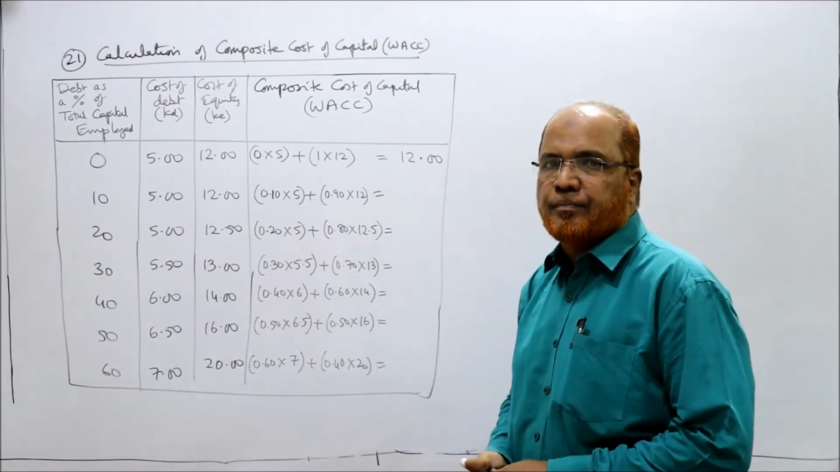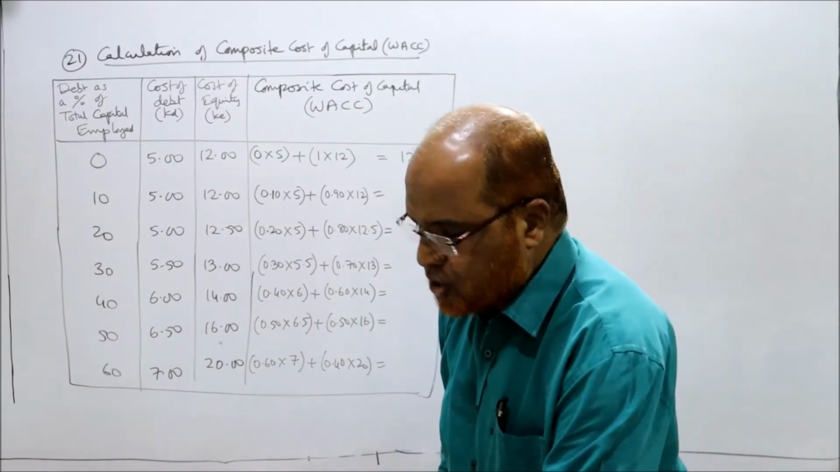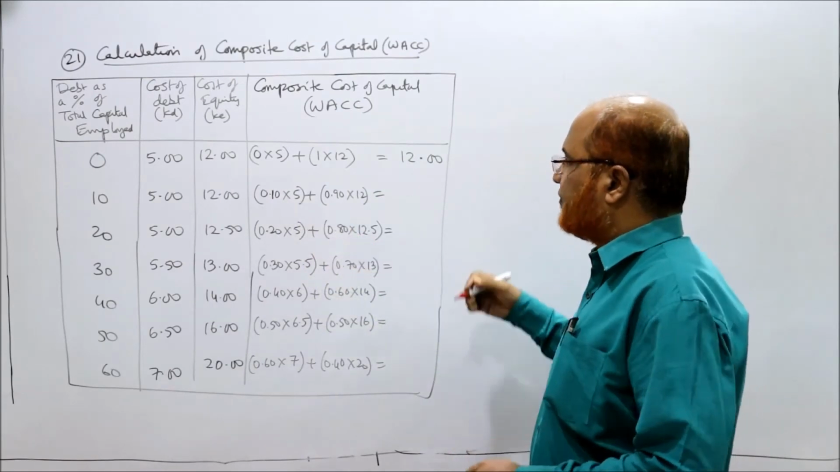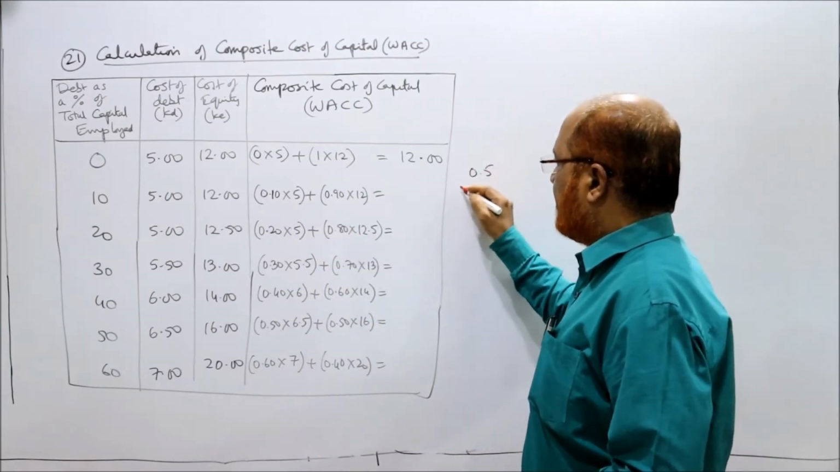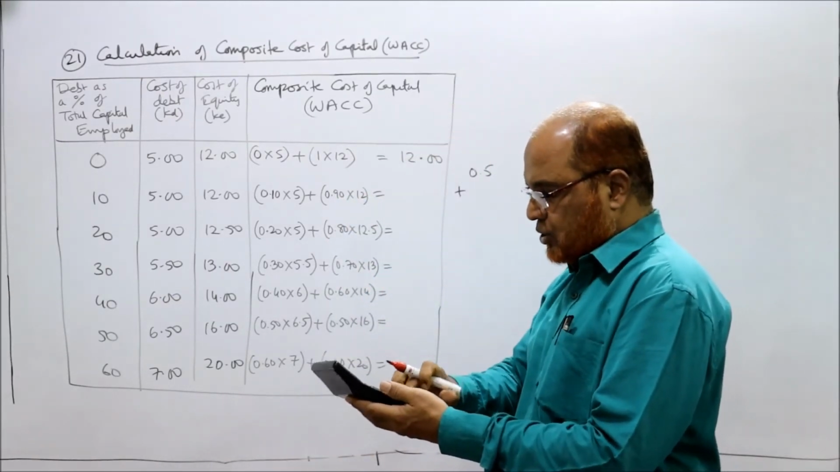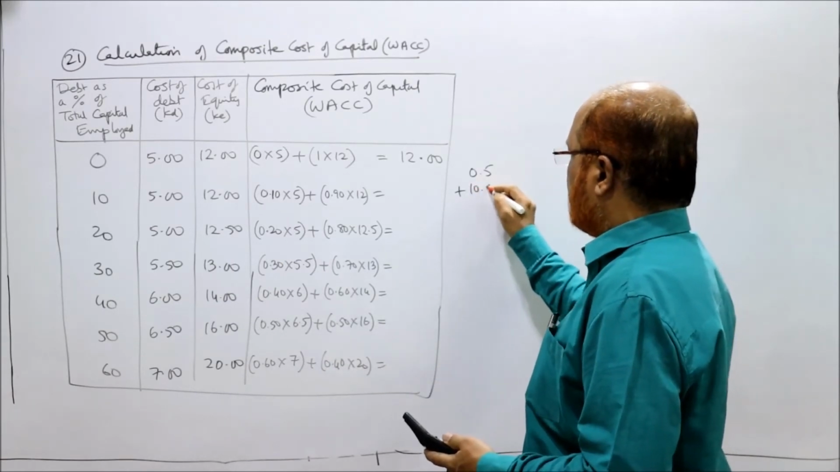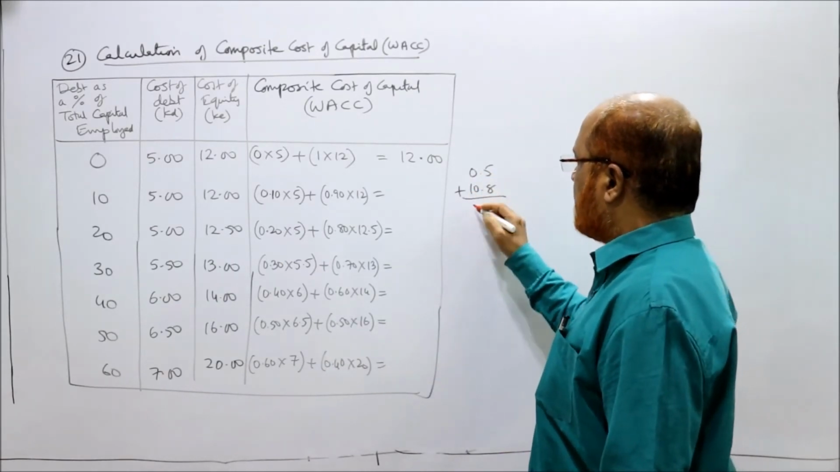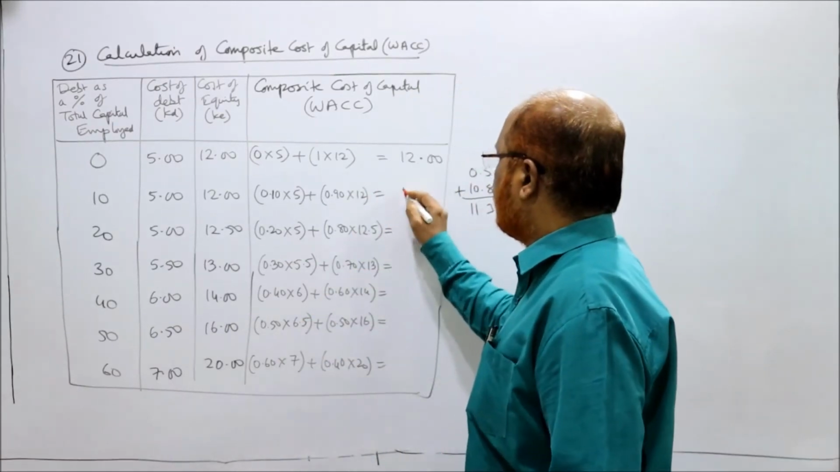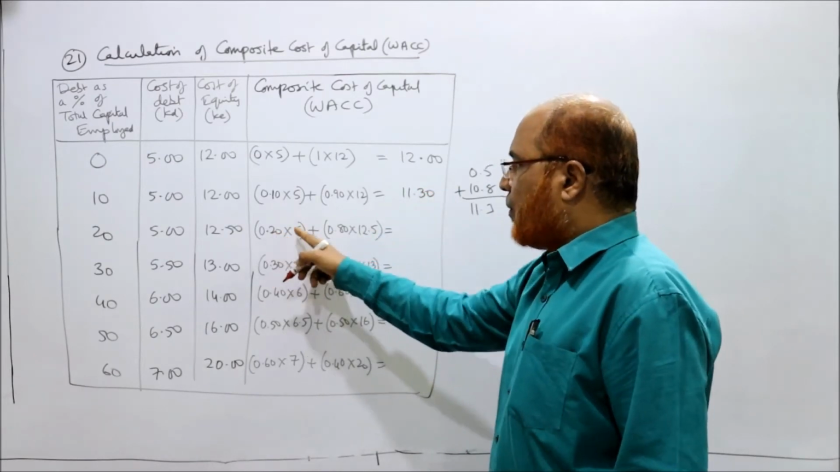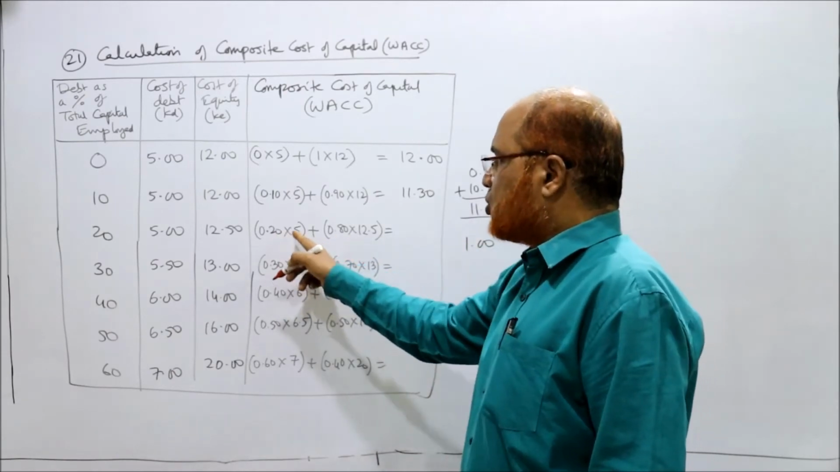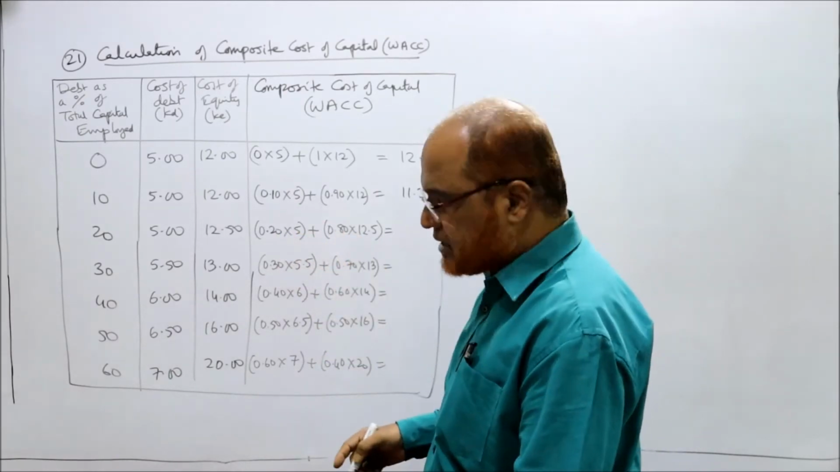That's it. अब जैसा फर्स्ट वन में आ गया 12%. Second 0.1 into 5 is 0.5 plus 0.9 into 12. See here, 0.9 into 12 you will get 10.8. 0.5 plus 10.8 it is 11.3. Similarly 0.2 into 5 is 1 plus 0.8 into 12.5.